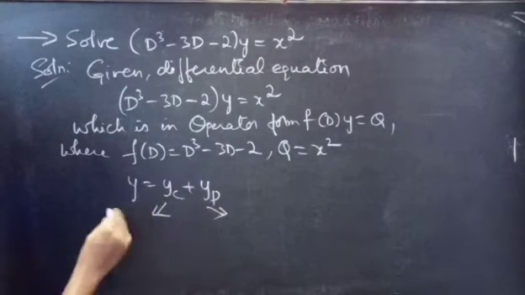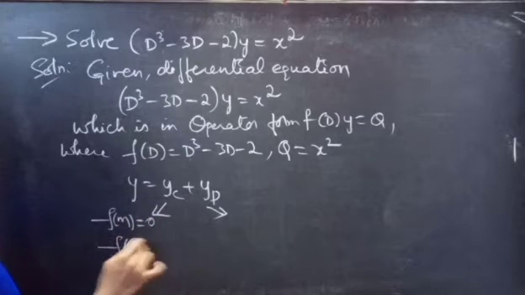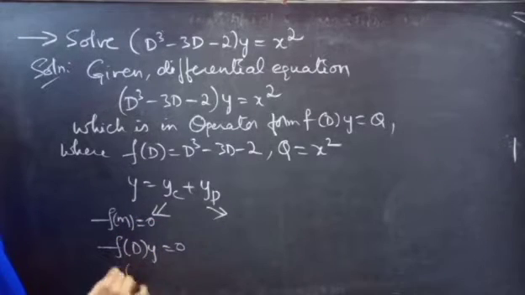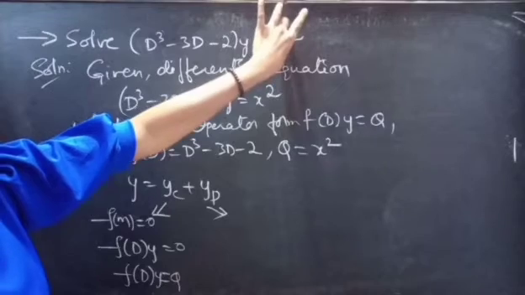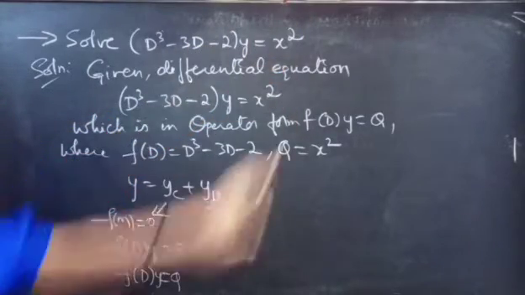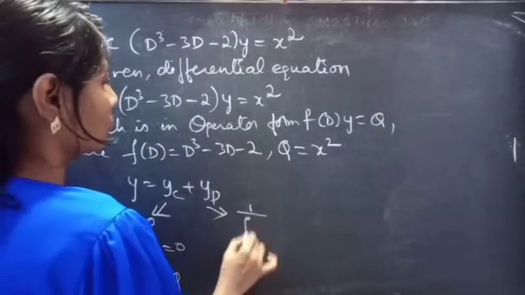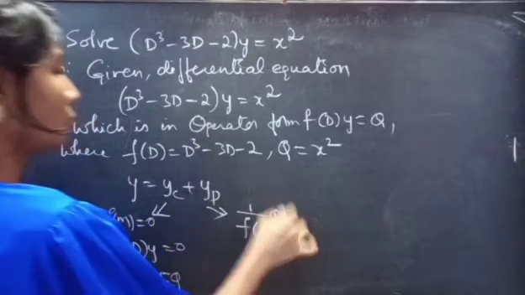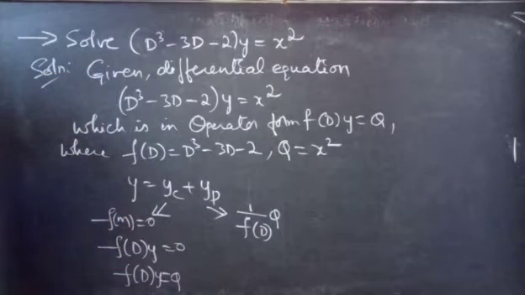We'll find yc using the roots of the auxiliary equation of the homogeneous equation of the given non-homogeneous equation. Simply by putting the RHS as 0, we'll get F(D) y equals 0, which is the homogeneous equation of the given non-homogeneous equation. And we'll find yp using 1 by F(D) into Q. So let's begin with yc. Using the auxiliary equation, we are going to find the complementary function.